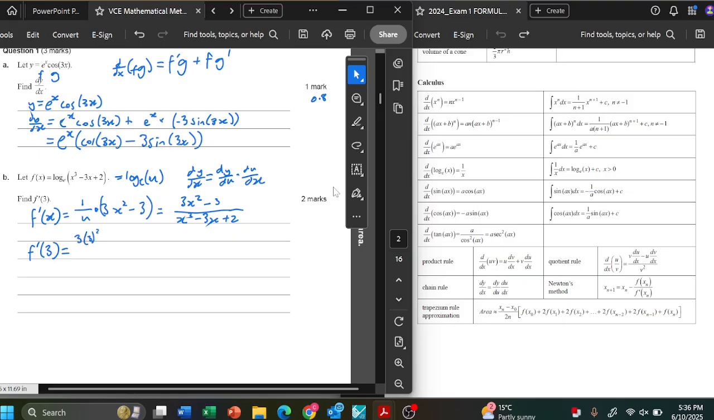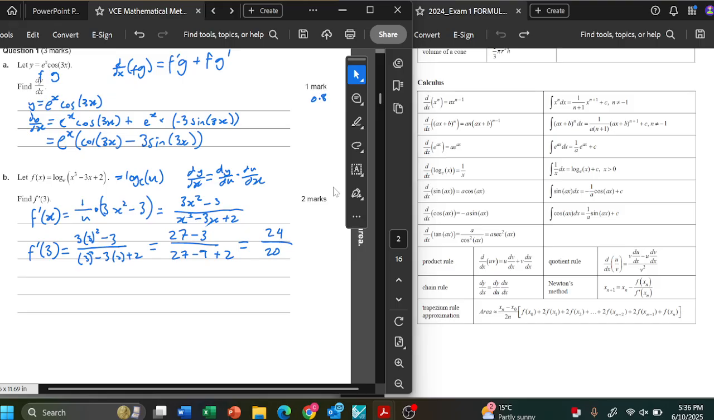We have 3 times 3 squared minus 3 over 3 cubed minus 3 times 3 plus 2. So taking that substitution there, we then need to simplify that down. We'll end up with a fraction. So over here we have 27 minus 3 over, again, we've got 27. That's 3 times 3, so minus 9 plus 2. That's equal to, okay, so up the top here we have 24. And down the bottom here we have 27 minus 9 is 18 plus 2 is 20.